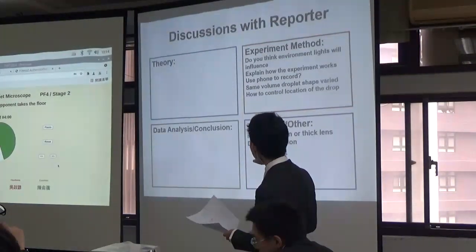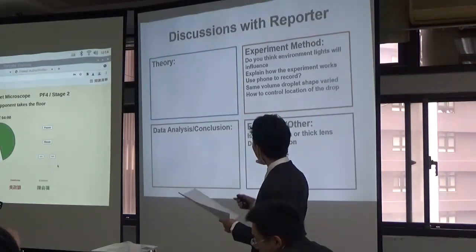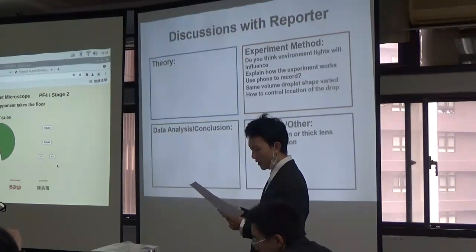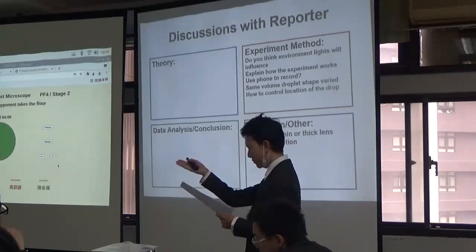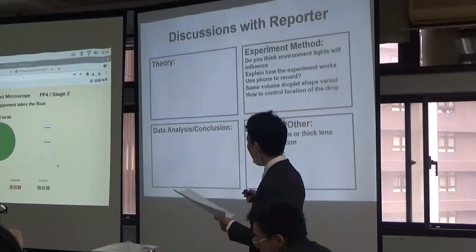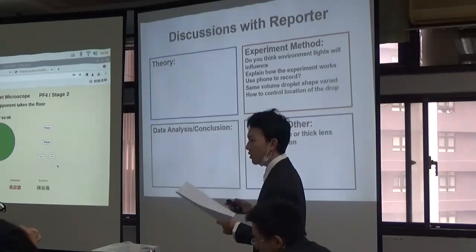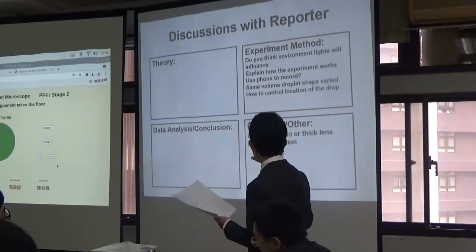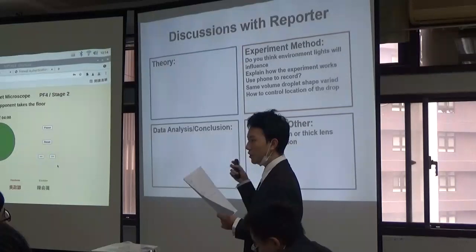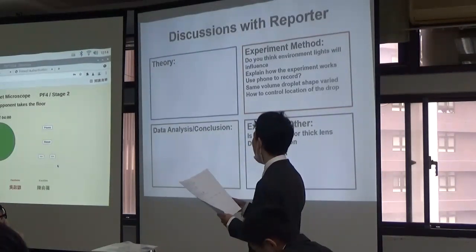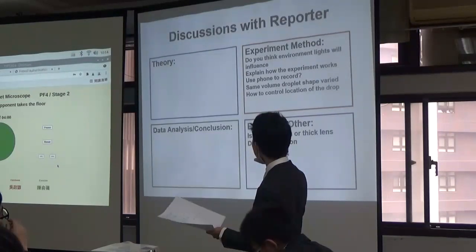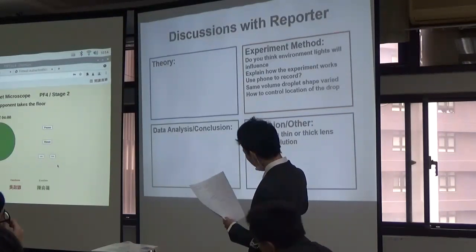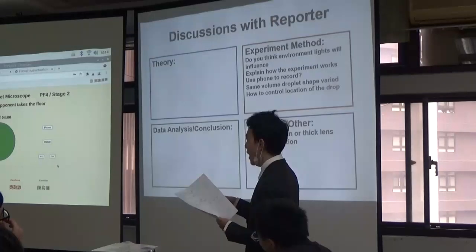So for the discussion with the reporter, for the theory, I will be discussing whether the lens maker's equation will fit in your theory, and I'll say it later. And for the experiment method, I want to mainly focus on whether the environmental light will influence the magnification or the resolution, and explain how. I want you to explain how the experiment works when you use the feng shui report. Will it have an effect?